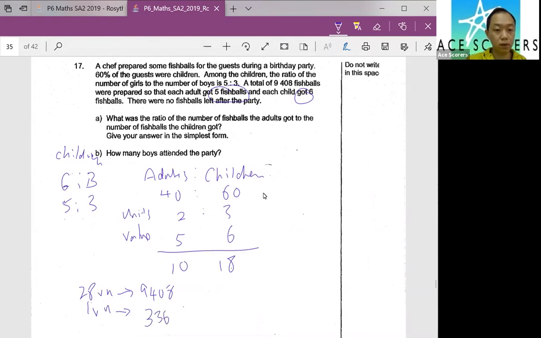Okay, so if I multiply by 10, I'm just going to use another color. So I get a total of 3,360 fish balls here, and 18 times 336 is 6,048 fish balls for the children. So what's the ratio of the number of fish balls the adults got to the number of fish balls the children got? Yeah, so my first answer is right here.